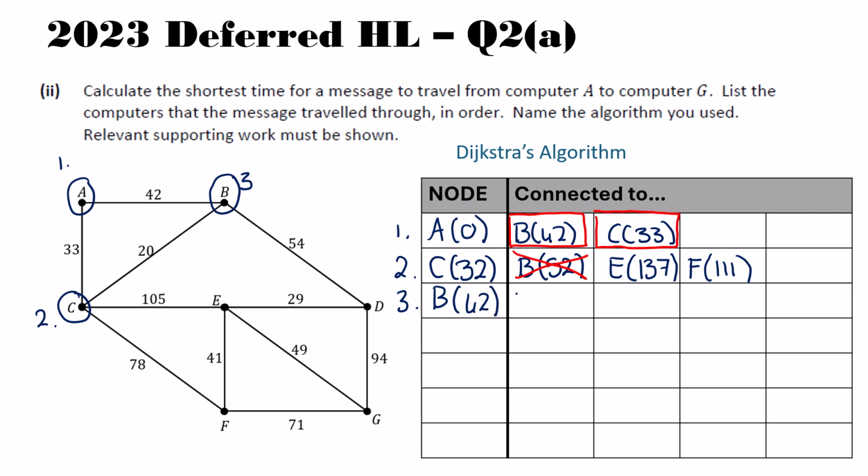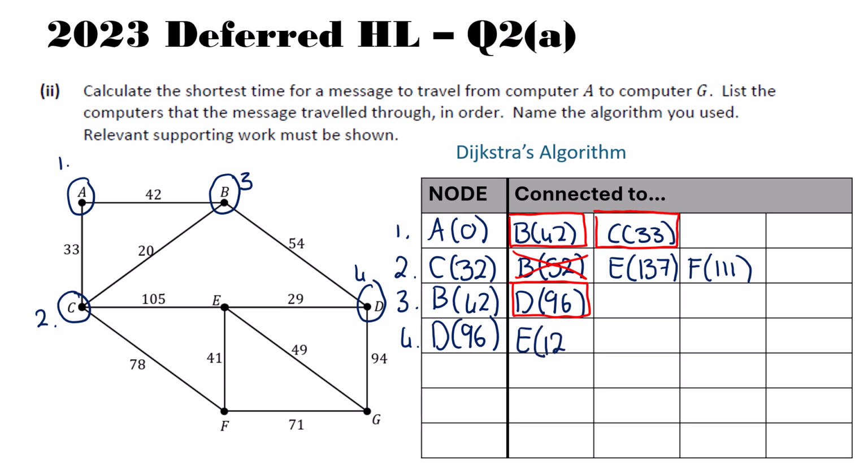B can then go on to D, which is an additional 54, so that is 96. That's all that it can do. So our next node now is going to be D. So D locks in as node 4, and that is 96 total. And D is connected to E. Although it may feel like we're kind of going backwards there, it can flow both ways. So as long as it's connected, it's fine.